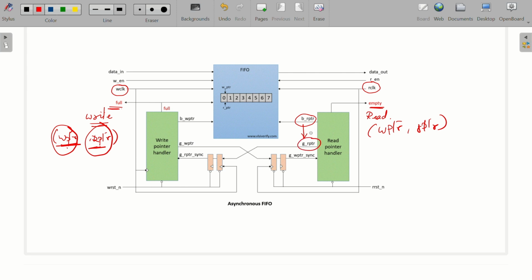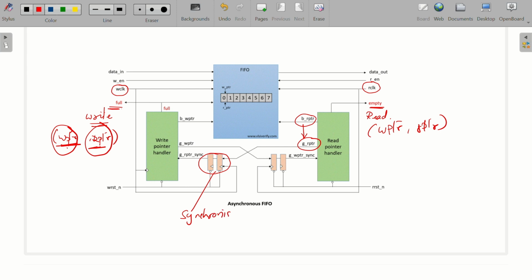So we have previously discussed why we are moving on with gray pointer instead of binary. We'll take a small example and understand why gray coding is preferred over binary coding. So for now, just remember that this binary pointer is converted to gray pointer. The gray pointer is passed through two flip-flops. These two flip-flops are nothing but synchronizers.